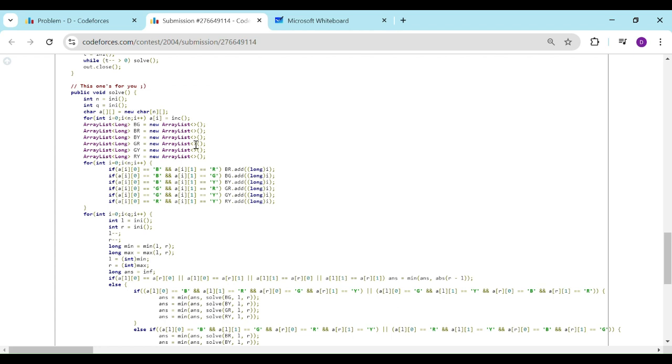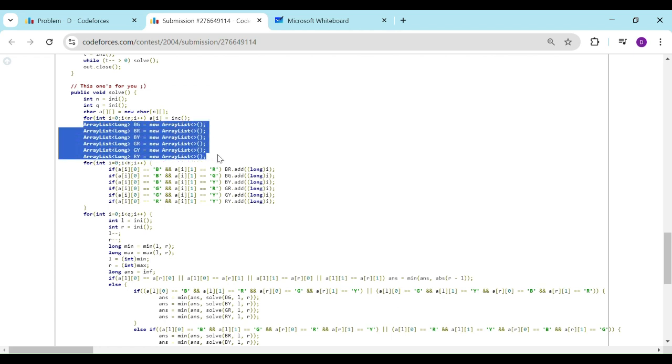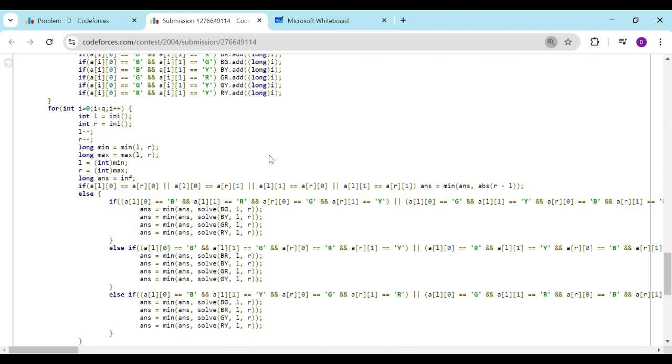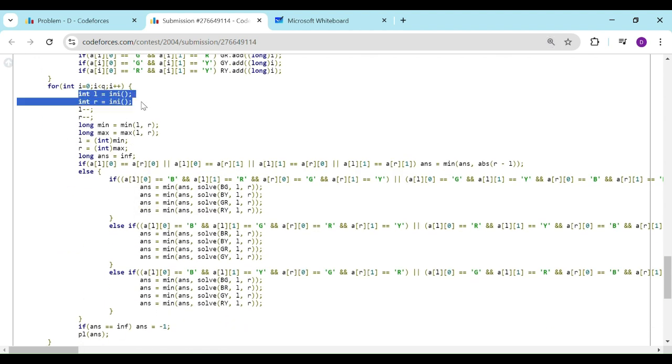First, these are all the types of portals that I can have. I push their indexes. Since I am pushing indexes, they are already in ascending order, which means I can easily perform binary search. Then I take the L and R values. I swap them for min and max, because going from 1 to 3 or 3 to 1 is the same.